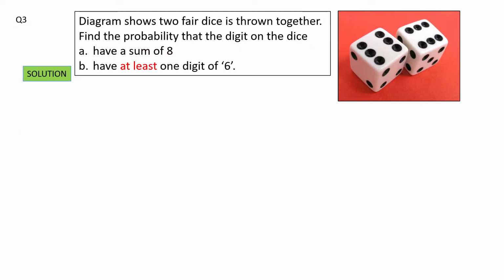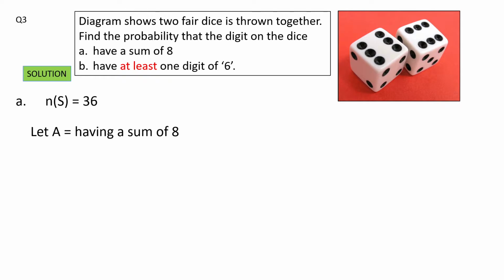Question 3. The diagram shows two fair dice thrown together. Find the probability that the digits on the dice have a sum of 8. Before we continue to answer this question, you can first list out all the possible outcomes of the sample space. For example, the outcomes can be 1,1; 1,2; 1,3; and so on. Altogether, you will get 36 outcomes. Therefore, the number of the sample space equals 36.